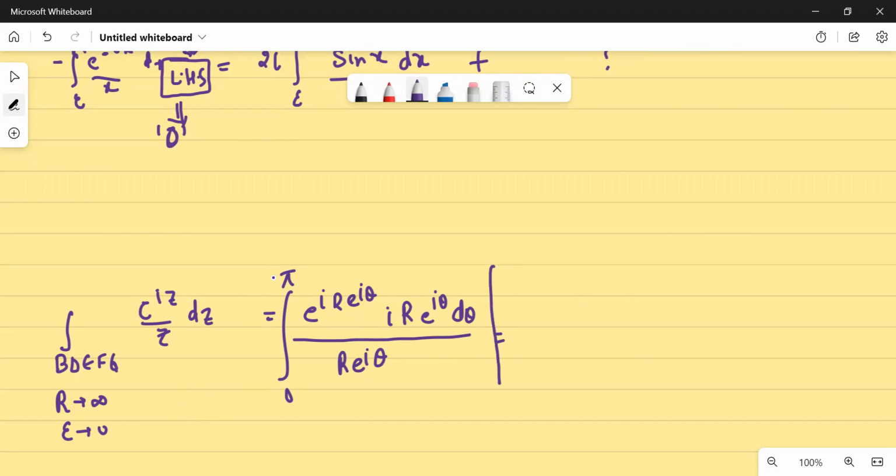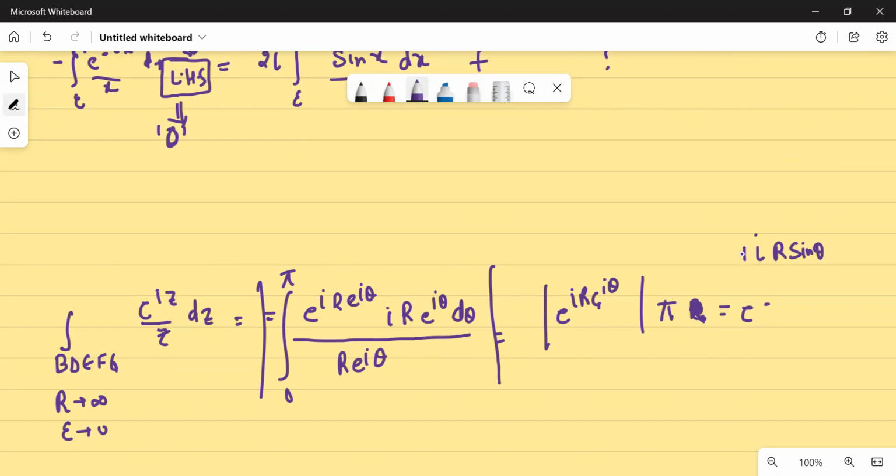So just find a mod over it. This will become equal to e to the power iota r e to the power iota theta mod, and this mod will give you r. I'm not interested in this d theta mod; the integration from 0 to pi would give you this. Okay, and eventually you're left with e to the power minus r e to the power iota theta. What is iota e to the power iota theta? R sin theta with iota, and r cos theta. This is e to the power iota theta, and you just r e to the power iota theta.